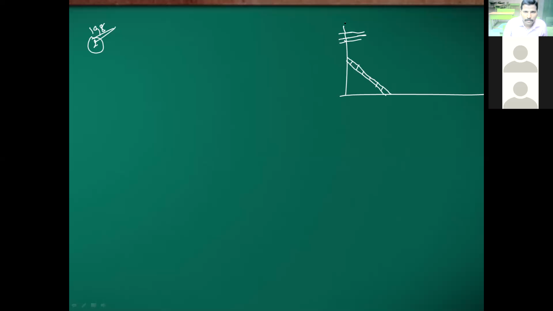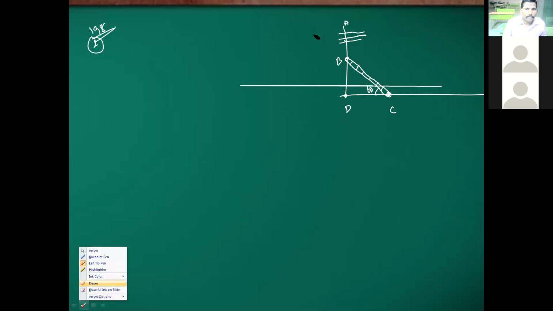The point names also they have given. This is A, and this ladder point they have given B. And this bottom point they have given D, and this foot of the ladder they have given C. Now the angle also they give, this is 60 degree. Let's see the value. They have given 60 degree. Let's go for this.